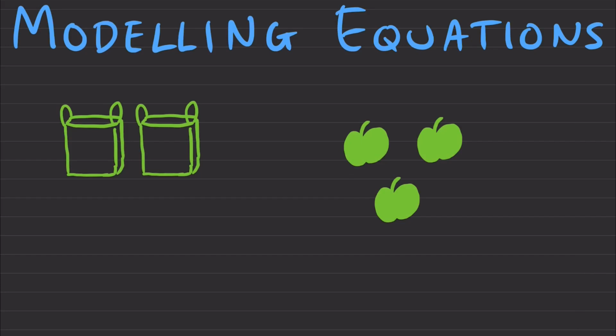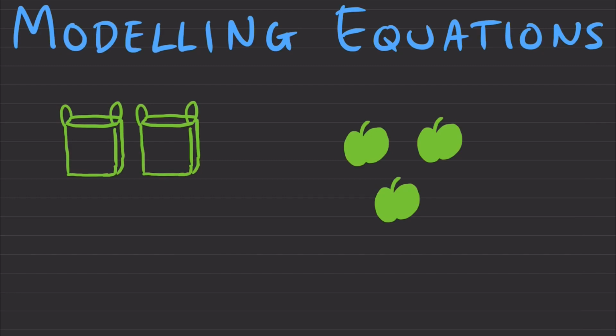In this video, we're going to talk about modeling equations. So modeling equations is all about thinking about ways algebra helps us in the real world. In this case, we're going to be dealing with bags and apples. The idea is that in each bag, we're going to have the same number of apples, but we don't know exactly how many that is. But there will also be some apples that we do know about that are not inside the bags.